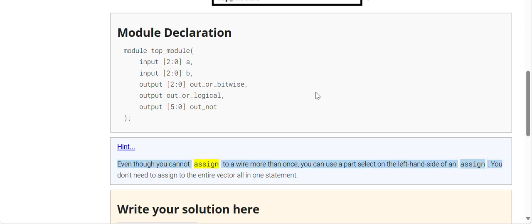Even though you cannot assign to a wire more than once, you can use a part select on the left-hand side of an assign. You don't need to assign to the entire vector all in one statement.